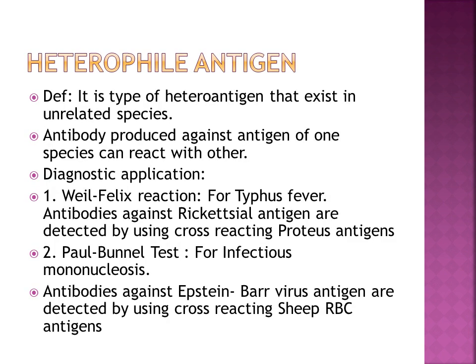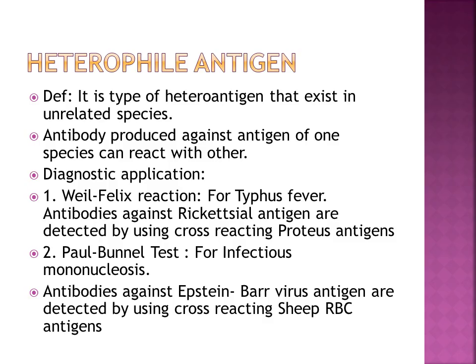Now we will see in detail about heterophile antigen. So what is the definition? It is a type of heteroantigen that exists in unrelated species, that is different species. Antibody produced against antigen of one species can react with the other. So the mechanism is used as a diagnostic application in a few tests. So the first example is Weil-Felix reaction. It is used for the diagnosis of typhus fever. So in that, antibodies against rickettsial antigen are detected by using cross-reacting Proteus antigens.